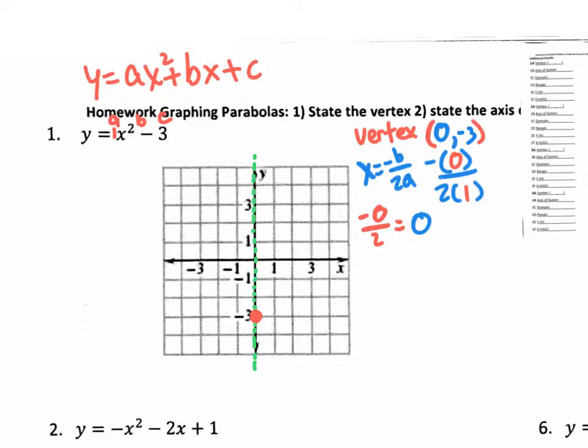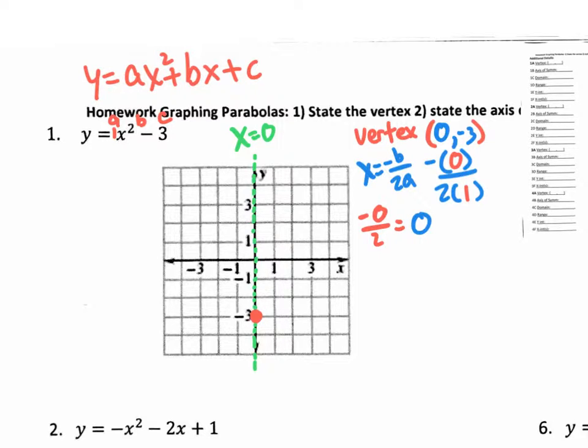But they will ask you to find the equation of this green vertical line. And the equation of any vertical line is x equals, and you just have to state the x value of where this line is at, which is really the x value of your vertex. So the x value of your vertex is 0. So that's the equation of the axis of symmetry.